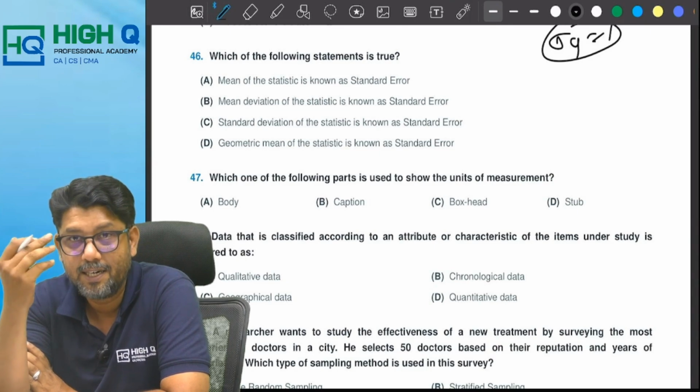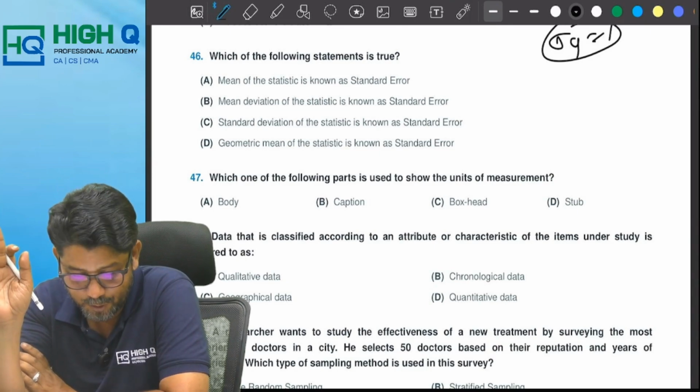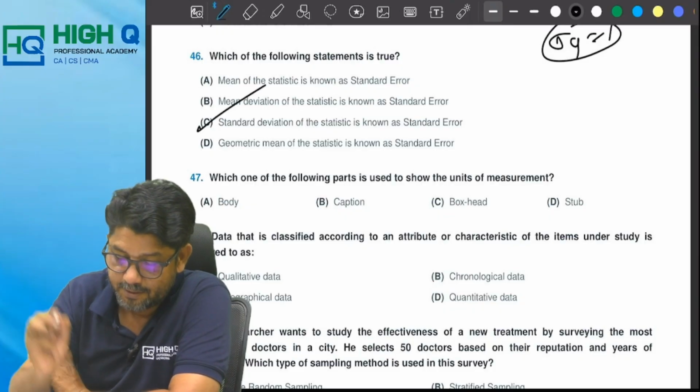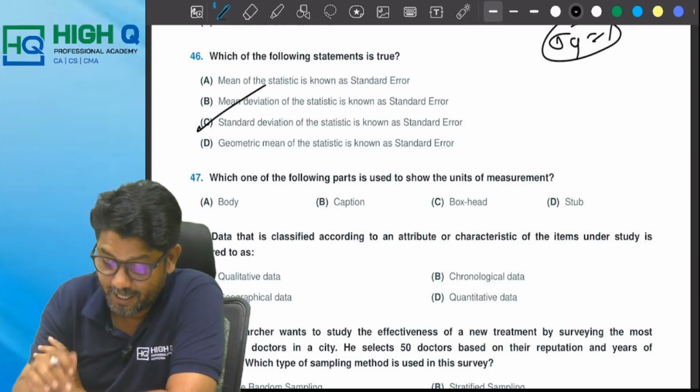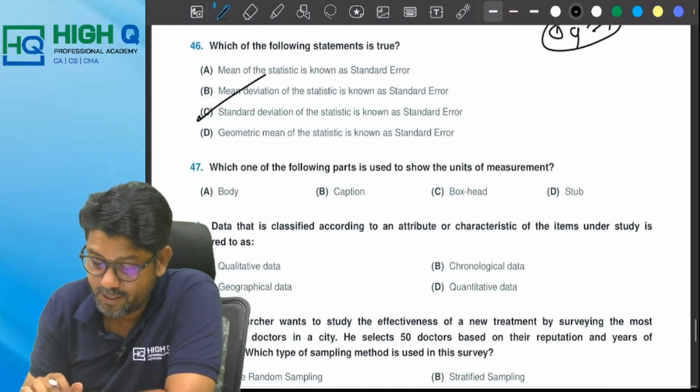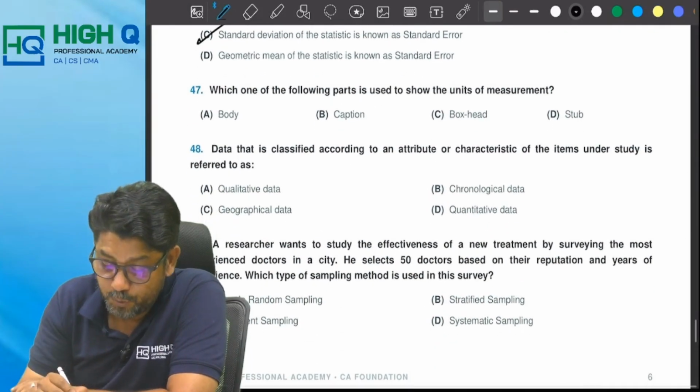The standard deviation of the statistic is known as standard error. Do we have that option? Yes, standard error. Okay. The standard deviation of the statistic is known as standard error.